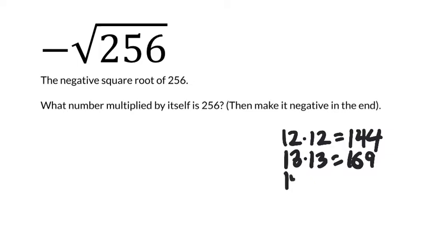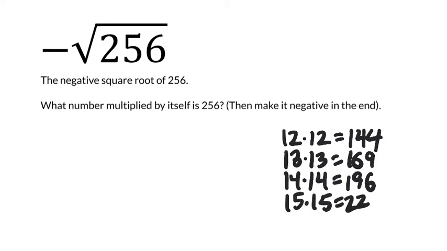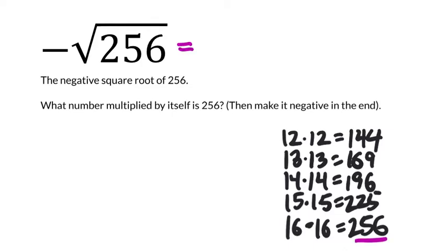So 14 times 14. See, I'm using a little bit of guess and test right here, but I'm using it in a more systematic way. 15 times 15, I believe it's 225. But you see we're getting closer to 256. So 16 times 16, I get 256. There we go. Okay, so now I know that the square root of 256 needs to be 16. But now, like it says there, I've got to make it negative in the end. There we go, negative 16.